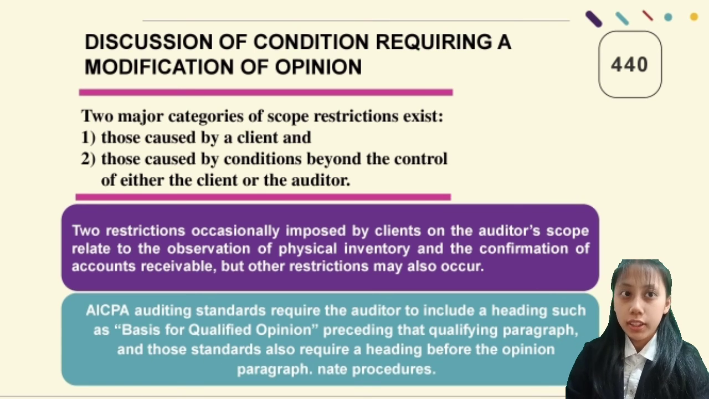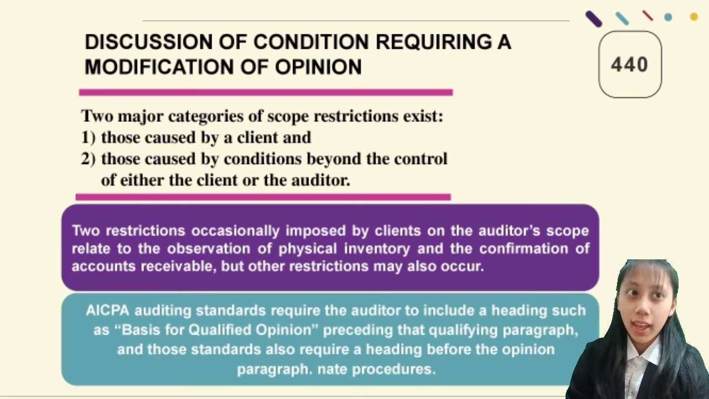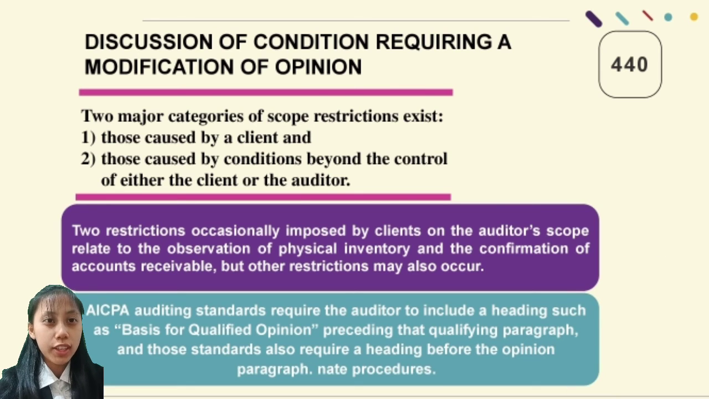The two restrictions occasionally imposed by the client on the auditor's scope relate to the observation of the physical inventory and the confirmation of accounts receivable, but other restrictions may also occur. In most cases, when there is a condition beyond the control of the auditors and the client, it is usually a scope restriction caused by the auditors being appointed after the client's balance sheet date.